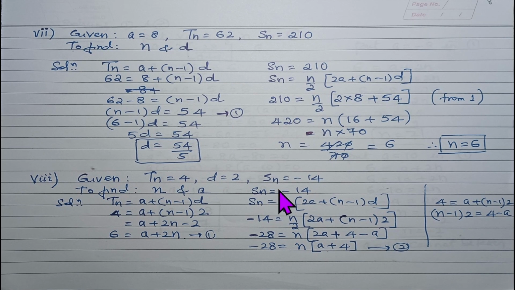Okay, please remember that. Now coming to the next example, a is 8, Tn is 62, Sn is equal to 210. We have to find n, the number of terms, and also the common difference d. How to do that? Tn is equal to a plus n minus 1 into d. We know this formula. Tn is already given as 62, a is given as 8, n minus 1 into d. d is not given, so we have to find d. So 62 minus 8, taking 8 to that side, 62 minus 8 is equal to n minus 1 into d. Simplifying, we get n minus 1 into d equal to 54. So we have found the value of n minus 1 into d.